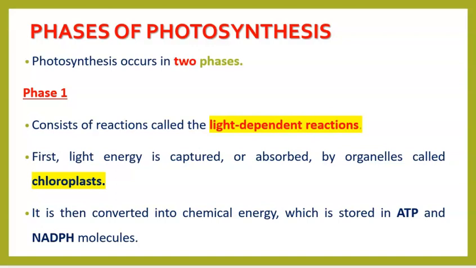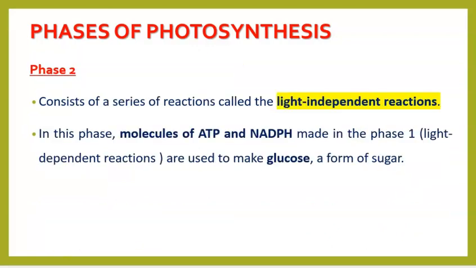Phase 1 is the light dependent reactions. They depend on light. These reactions take place in organelles called chloroplasts. We'll discuss that in a little more detail after a few slides. And what is phase 1 doing? The light dependent reactions make ATP and NADPH molecules. And these ATP and NADPH molecules that you make in phase 1, you use in phase 2 to make your final product, which is glucose.